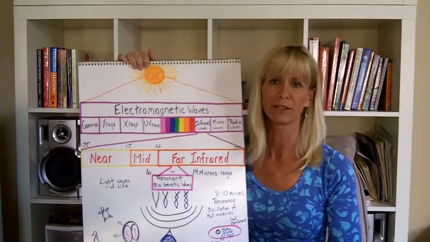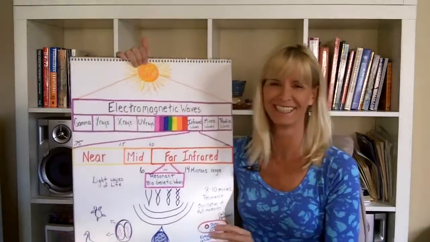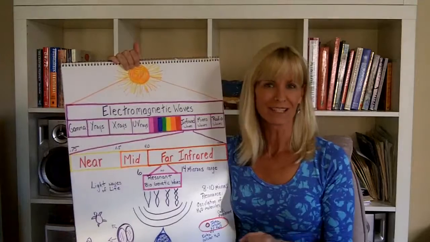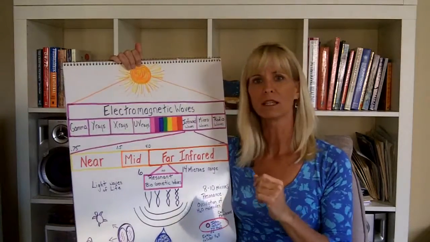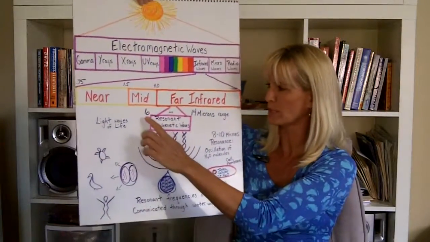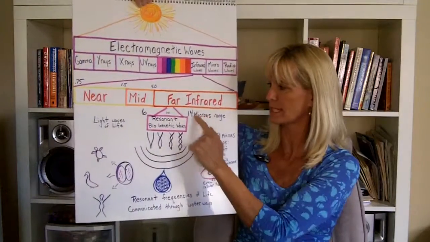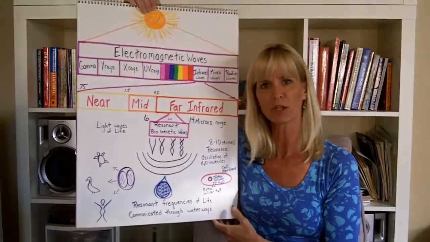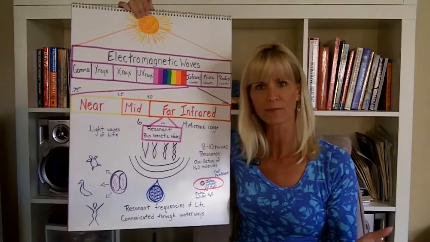Now, in the field of biotechnology, what they discovered was that the far infrared wavelength between the range of 6 and 14 microns played a very important part in the formation and growth of all living things.